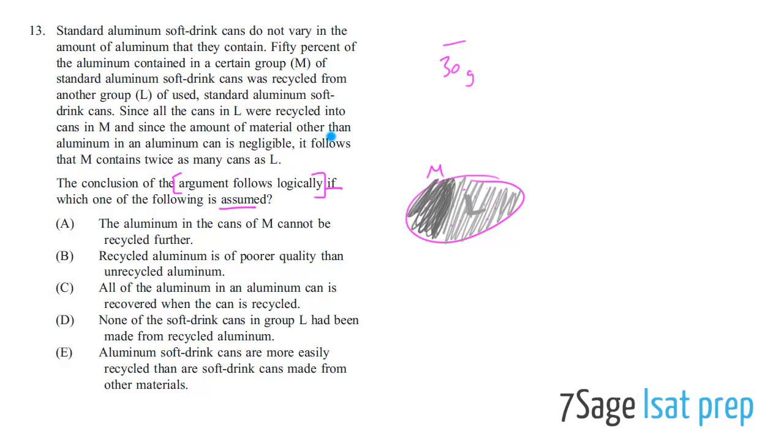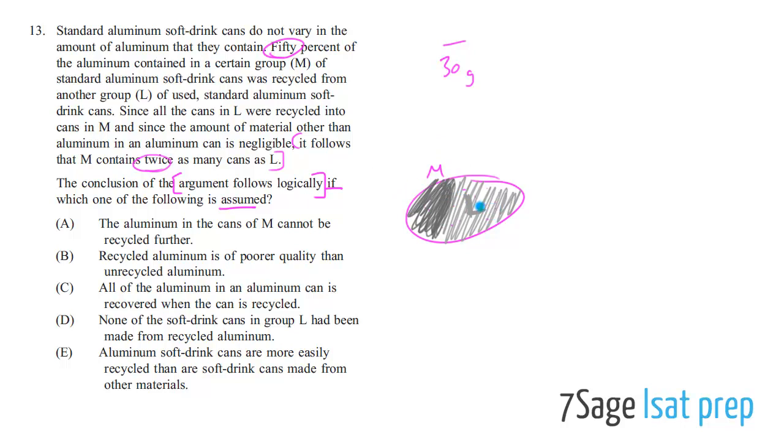And since the amount of material other than aluminum in aluminum cans is negligible, essentially there's nothing else in aluminum cans. And all of the cans in L were melted down into aluminum and then put into M. They say it follows that M contains twice as many cans. Well, it must, right? It must, because it's got 50% of the aluminum from L, and all the cans in L were melted down and used for cans in M. And then each new can is drawing upon the same amount of aluminum, then it must be that M has twice the amount of cans as L, right?